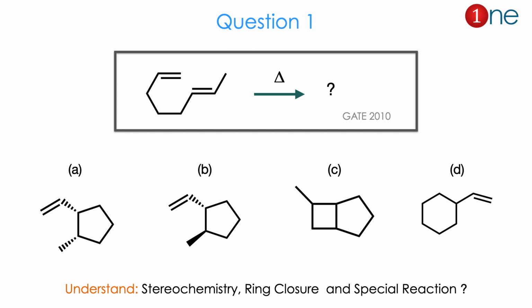But the stereochemistry and the ring size are important here. The ring is closed as a 5-member or 6-member, or 5-member and 4-member. The ring closure is in syn fashion or trans fashion. So clearly from the question to the product, you might understand stereochemistry played a role and a special reaction is involved. The answer is A. Let us see how.